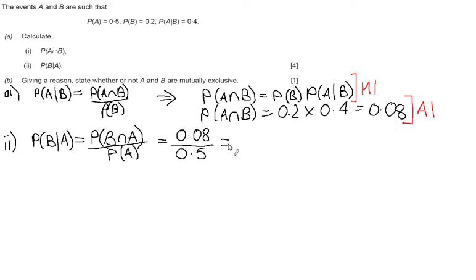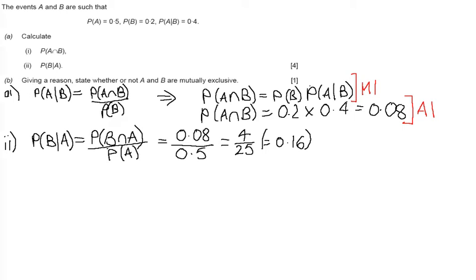Remember, we can't leave this as a decimal. What we can do is cancel this down as a fraction and write it as 4 over 25. This is a terminating decimal, which is 0.16, so it doesn't harm to write it like that. But remember, fractions are preferable to give exact answers.